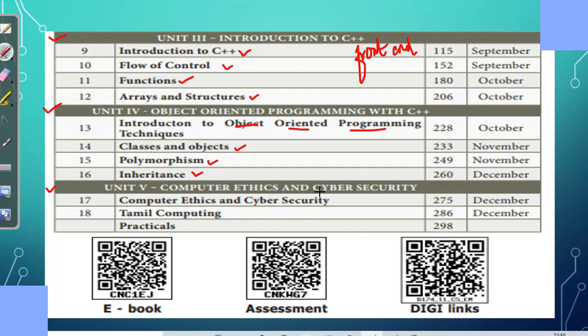And the last, 18th chapter, is Tamil computing. How Tamil gets involved in forms and Google, and what the various websites are that support Tamil. Then various Tamil computing software and so on. So that is your 18th chapter. Then last is your practical session. So these are all the things you are going to learn from your 11th computer science.